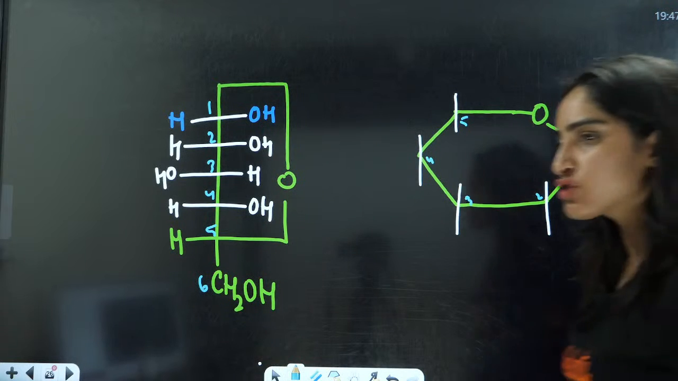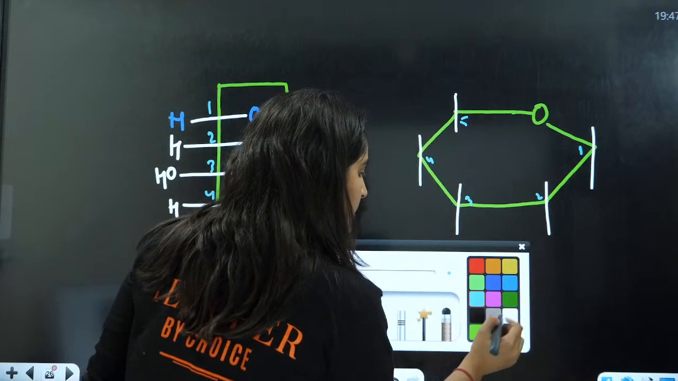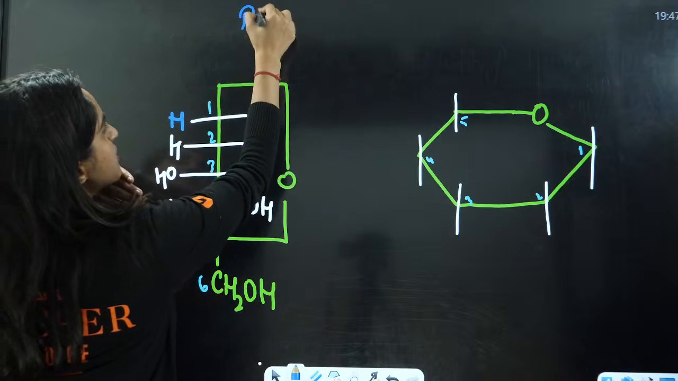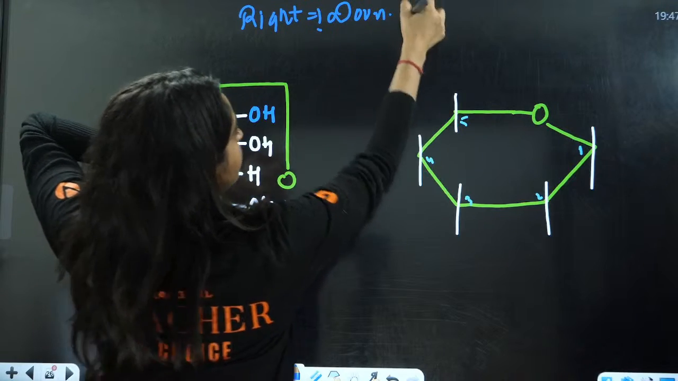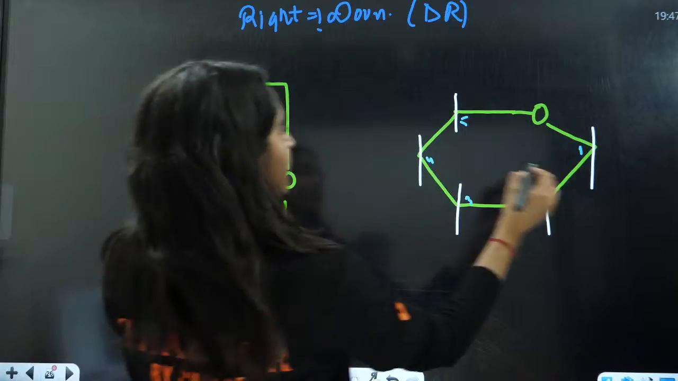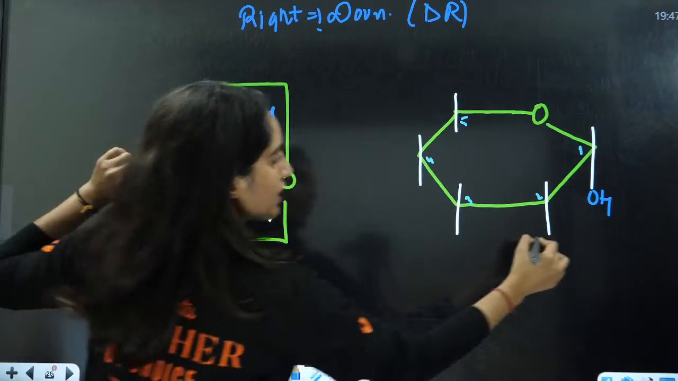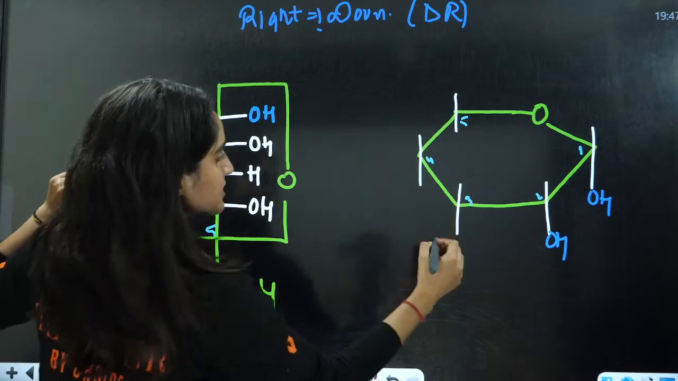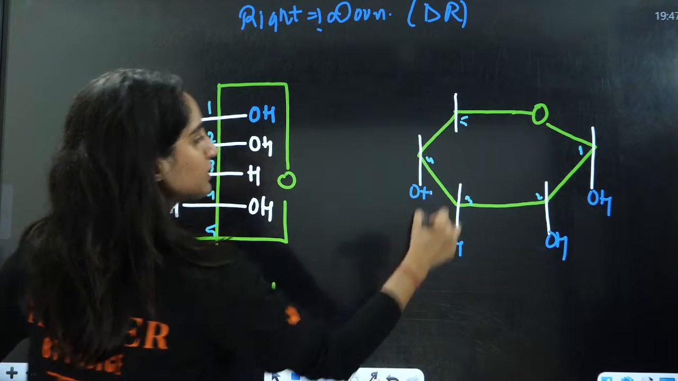Okay, understood this? Now, see this thing here. Right means down. That means you have to remember. First carbon, right OH, that means down. Second carbon, OH on the right side, that means down. Third carbon, H on the right side, that means H on the down side. This is OH and this is going to be down here.